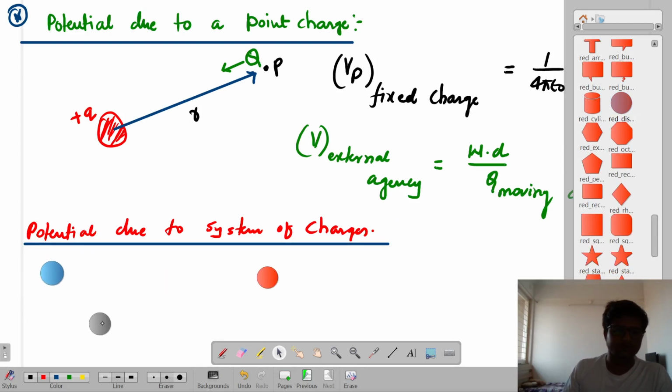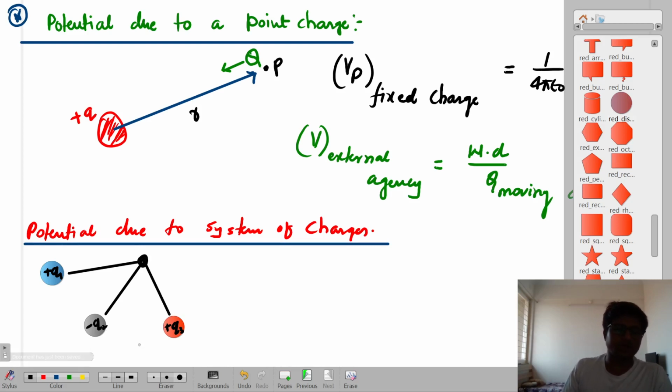So now suppose I have charges arranged this way: one is plus q1, another one is minus q2, another one is plus q3, and you want to find the potential due to all of them at this point, right or not? And they are brought from infinity, and they are already assembled. Remember that they are already assembled, right or not? And you want to find the potential at point P, which is located at R1, R2, and R3.